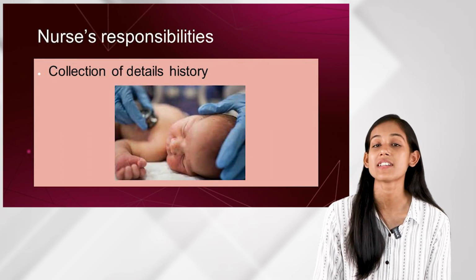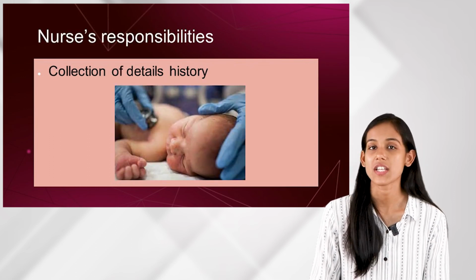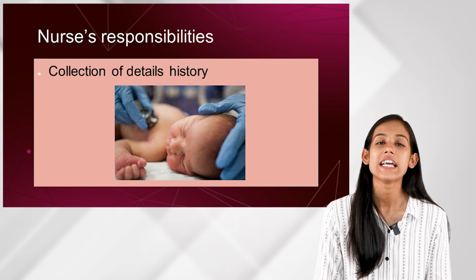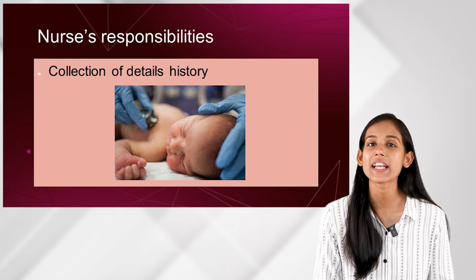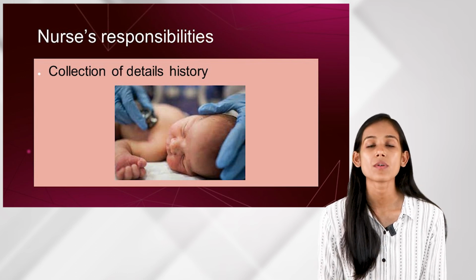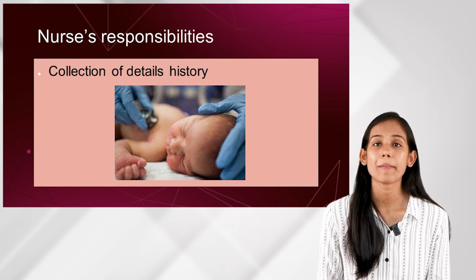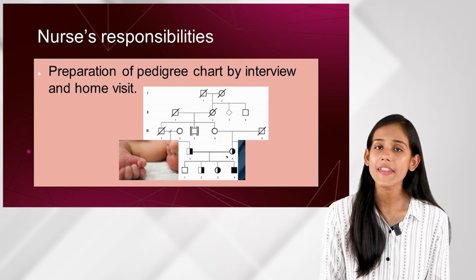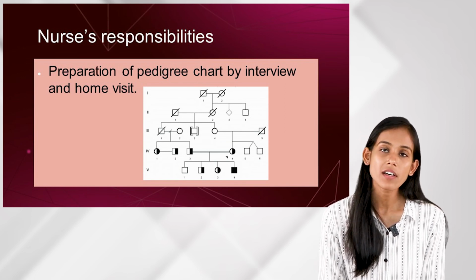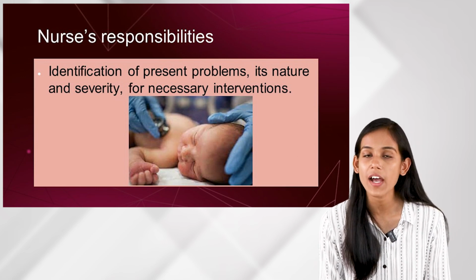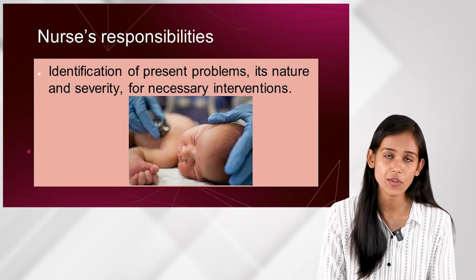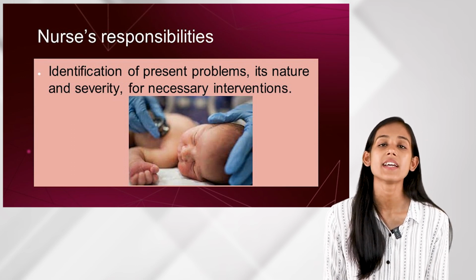Next, we would learn the nurse's responsibilities in congenital anomalies. As a nurse, the first and foremost important thing is collecting history. You have to collect a detailed history, especially the prenatal, natal and postnatal history. Also, you have to collect the history of any medical disorders present in the family, by interviewing or by home visit, and then prepare a family tree. You also have to identify the present problems, their severity and nature, so that you can prepare necessary interventions.